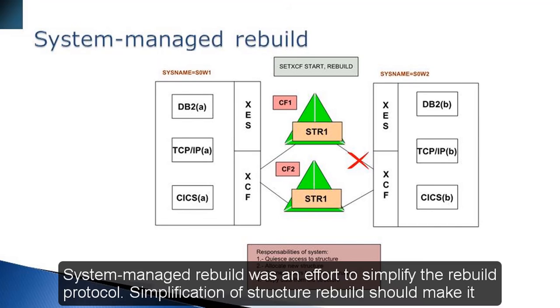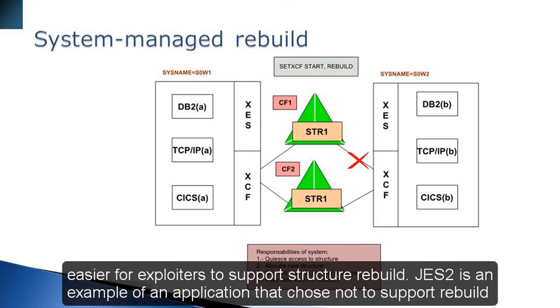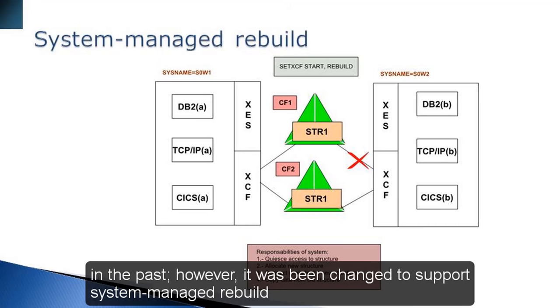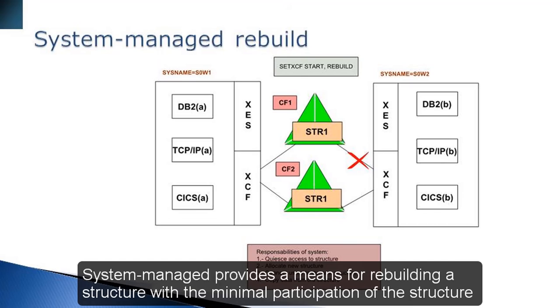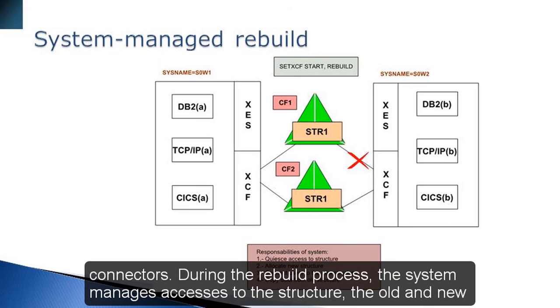System-managed rebuild was an effort to simplify the rebuild protocol. Simplification of a structure rebuild should make it easier for exploiters to support structure rebuild. JES2 is an example of an application that chose not to support rebuild in the past. However, it was being changed to support system-managed rebuild. System-managed rebuild provides a means for rebuilding a structure with the minimal participation of the structure connectors.